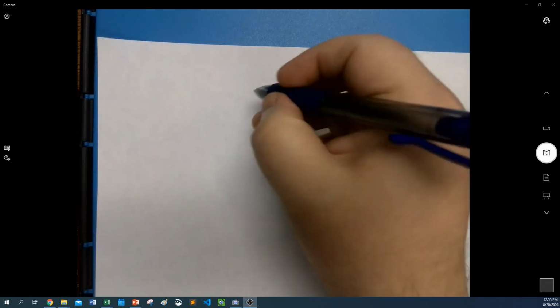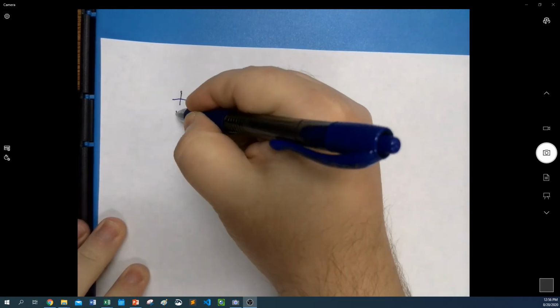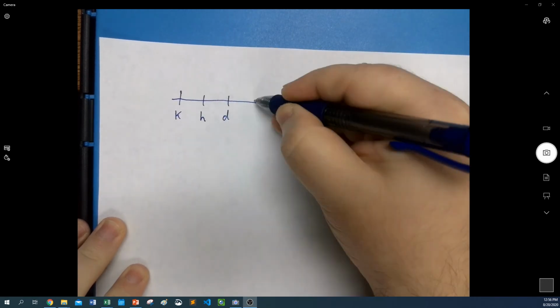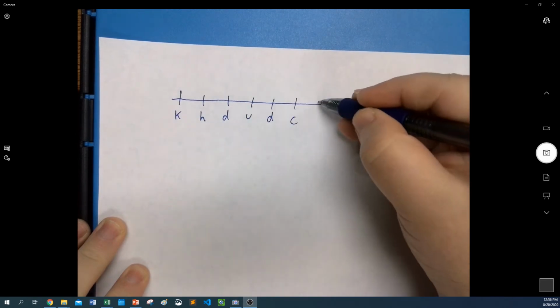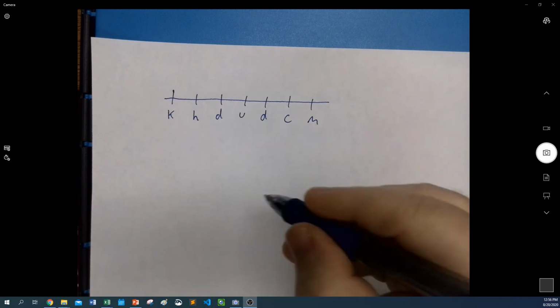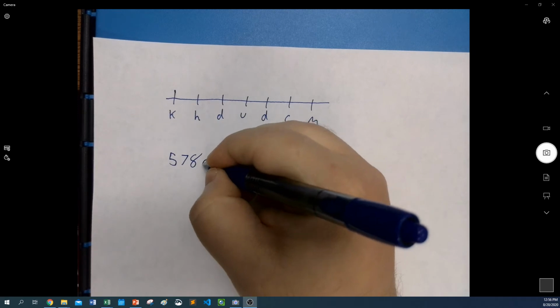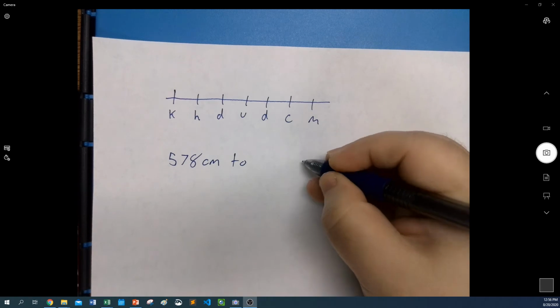So we have this method, which I don't like. So we have King Henry died expectantly drinking chocolate milk. So suppose I wanted to convert 578 centimeters to hectometers.